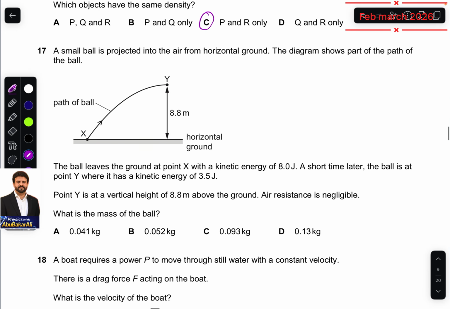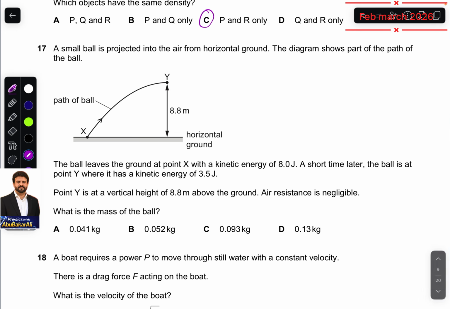Question 17. A small ball is projected into the air from the horizontal ground. The diagram shows part of the path of the ball. The ball leaves the ground at point x, with a kinetic energy of 8.0 joules. A short time later, the ball is at a point y where it has a kinetic energy of 3.5 joules.